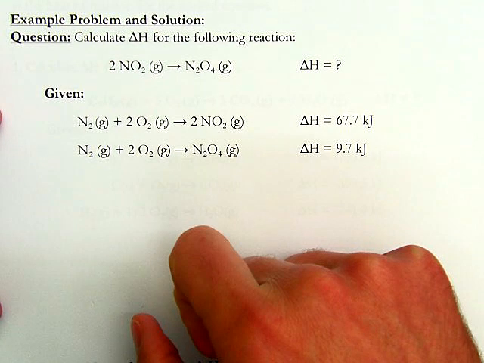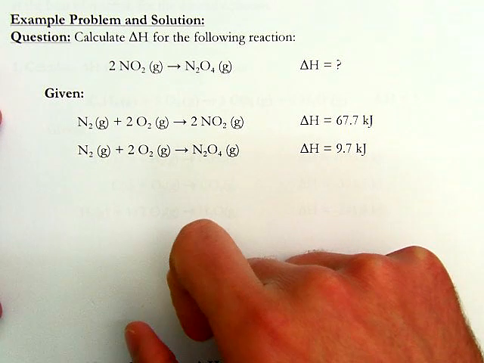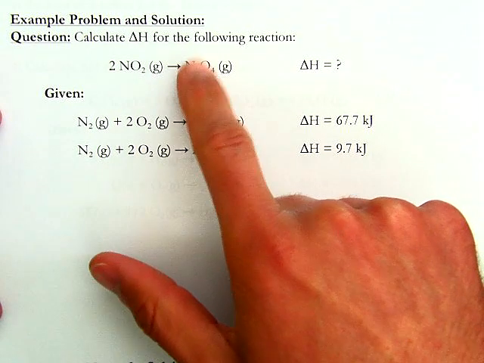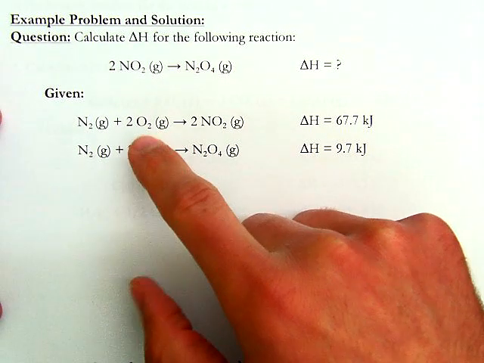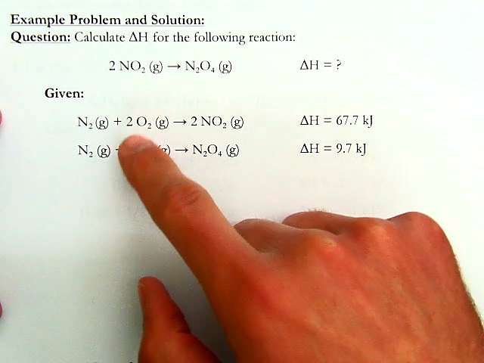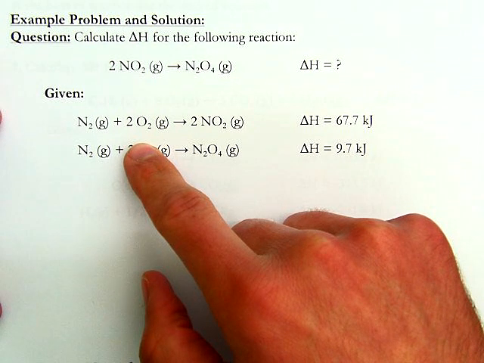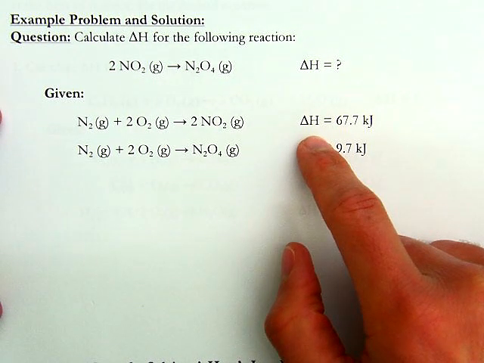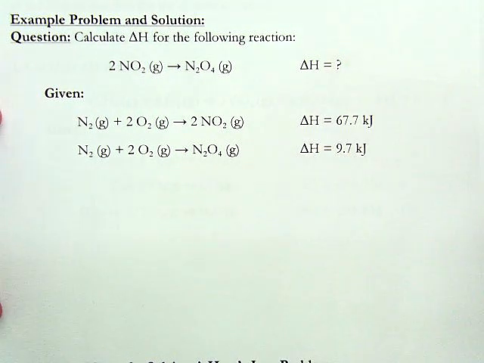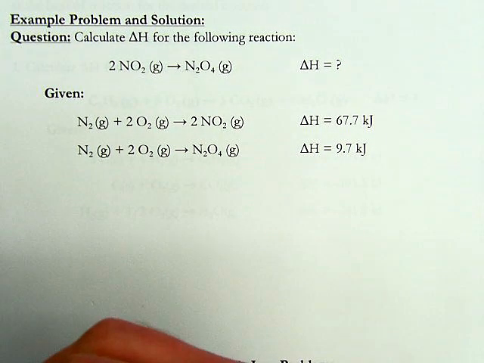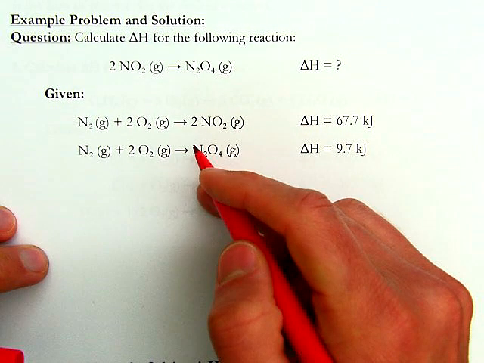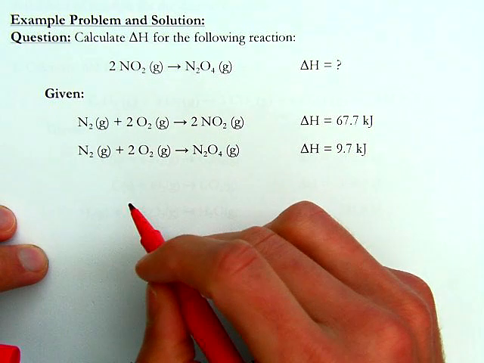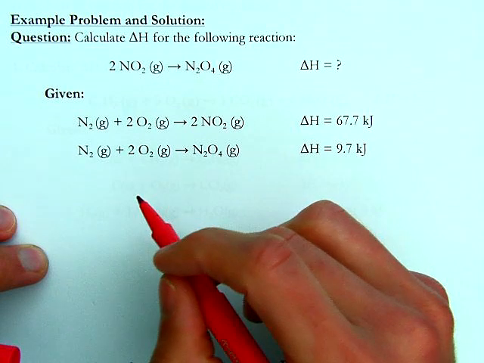Now we want to make it so that when we add these two equations together, we end up with this. Hess's law says if we can add these two thermochemical equations together to get this one, then we can add these delta H values together to get this one. In order to add these equations together, we need to make sure that the correct things are on the correct sides.